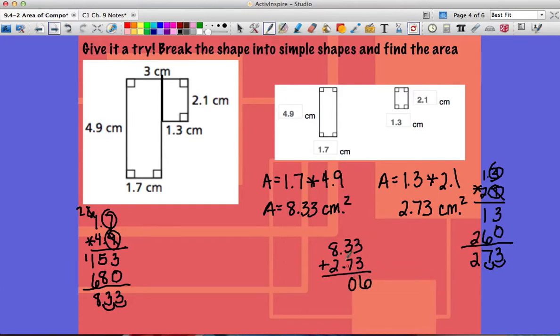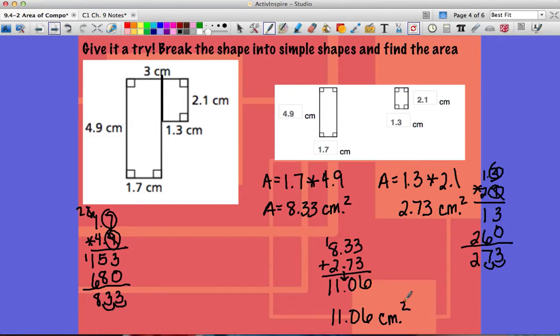7 plus 3 is 10, carry the 1. 8 plus 2 is 10, plus 1 is 11. And with adding, we bring our decimal straight down. So the area of this complex figure is 11 and 600ths centimeters squared.